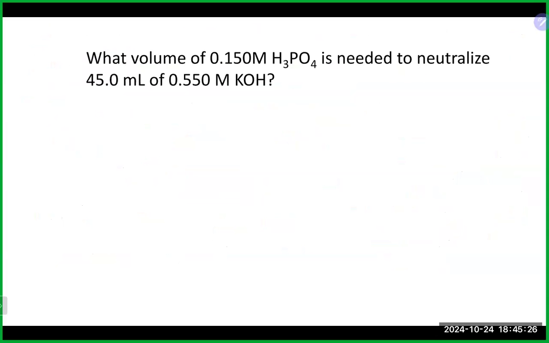All right, so once you try this one, see what you end up with. What volume of 0.15 molar phosphoric acid is needed to neutralize 45 milliliters of 0.55 molar potassium hydroxide?